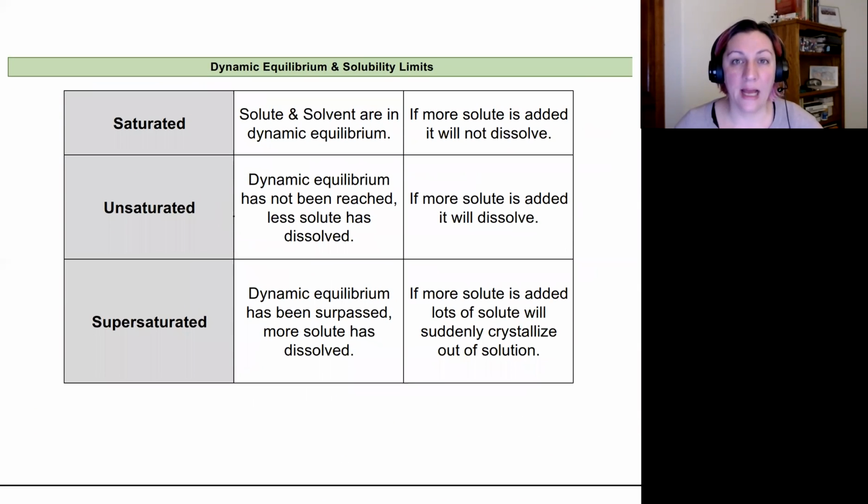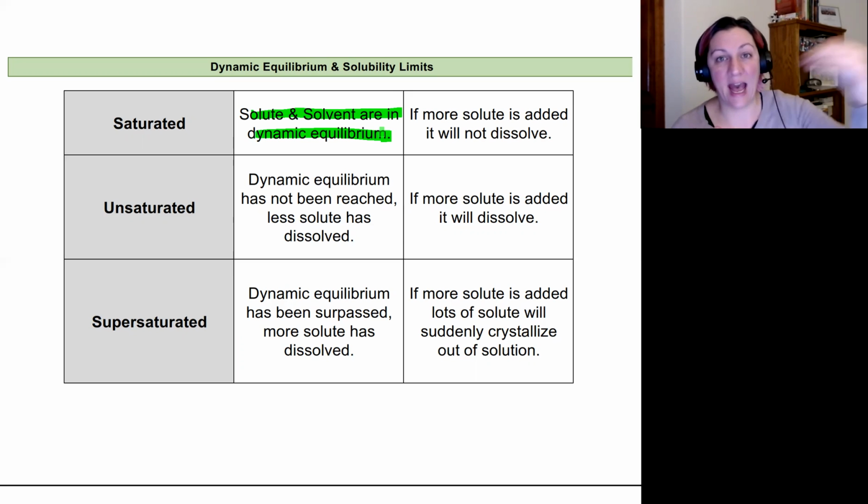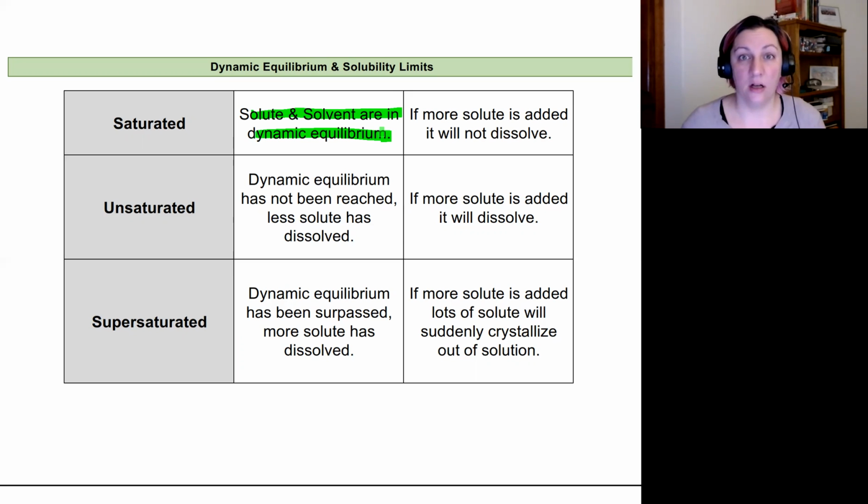And so when we talk about how much of something is dissolved in a liquid, or any sort of solution that is formed, we have a couple terms that apply to this and that connect to equilibrium: saturated, unsaturated, and supersaturated. A saturated solution is when the solute and solvent have hit dynamic equilibrium. So the rate of recrystallization and the rate of dissolving are the same. We're already at that perfect equilibrium. If I add more solid, then it will not dissolve, because my rate of dissolving would need to be higher.